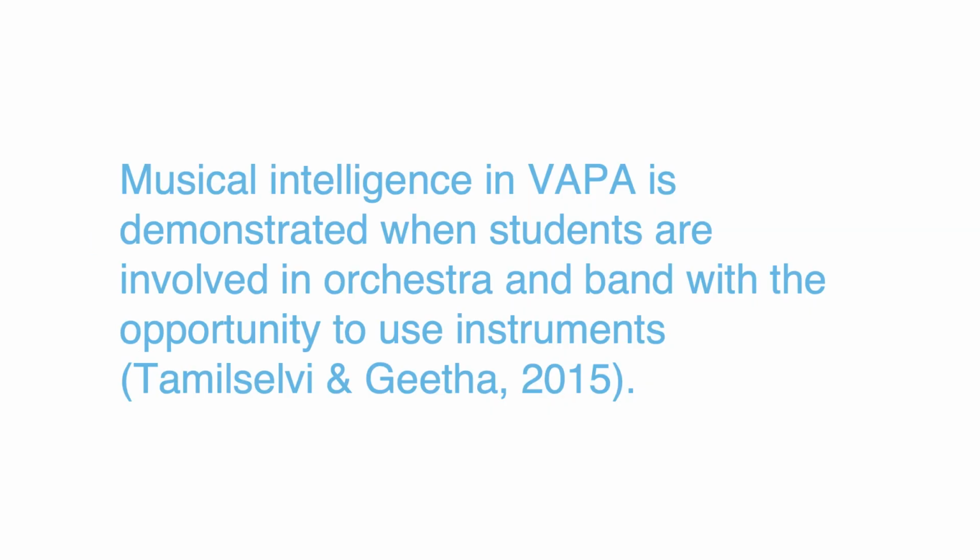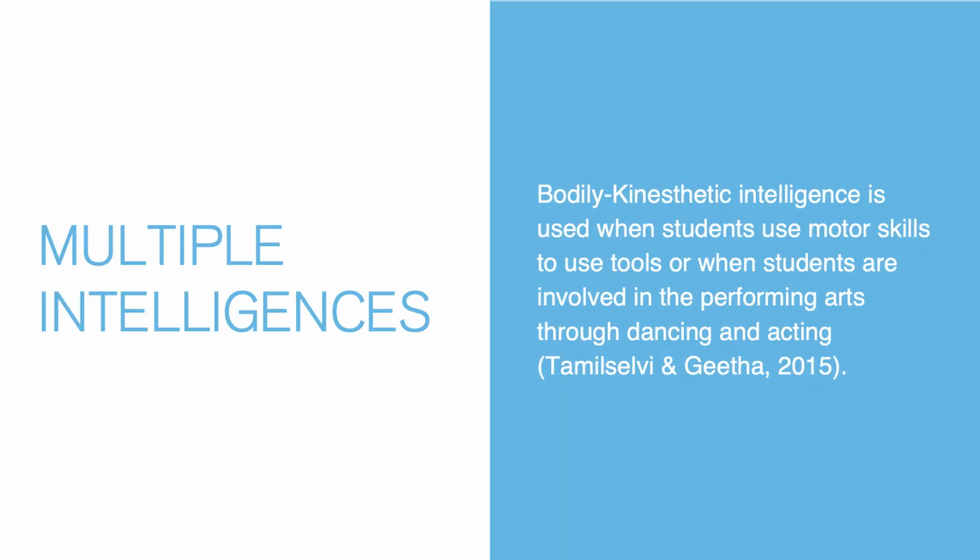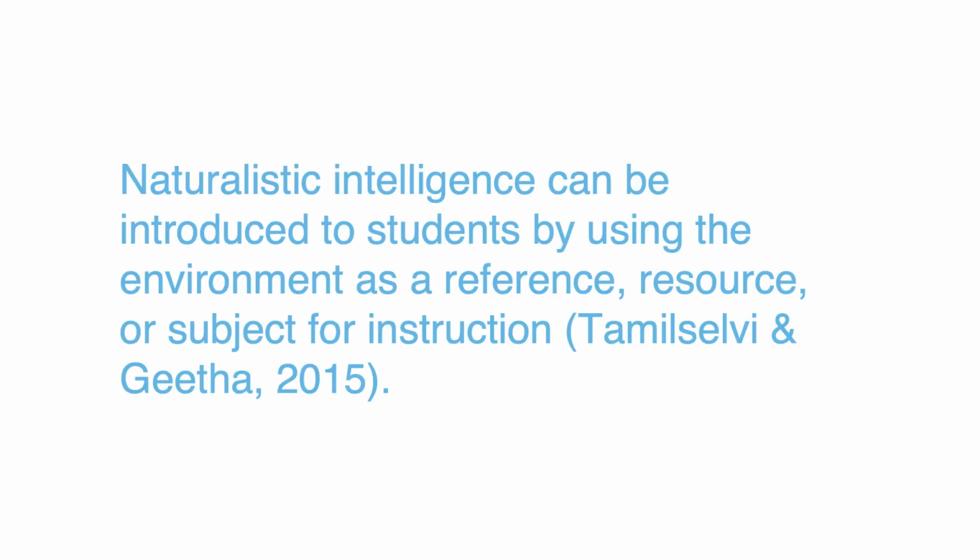Musical intelligence in VAPA is demonstrated when students are involved in orchestra and band with the opportunity to use instruments. Bodily kinesthetic intelligence is used when students use motor skills to use tools or when students are involved in the performing arts through dancing and acting. Naturalistic intelligence can be introduced to students by using the environment as a reference, resource, or subject for instruction.